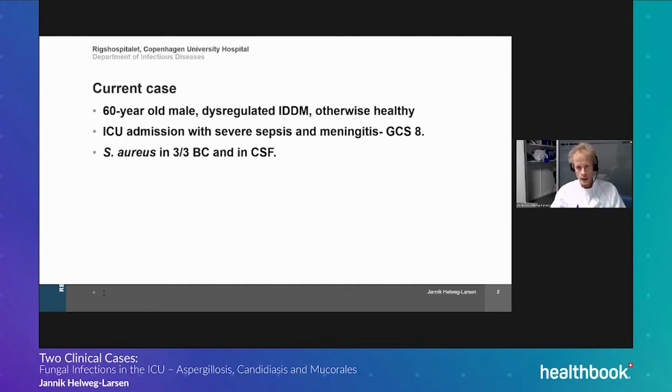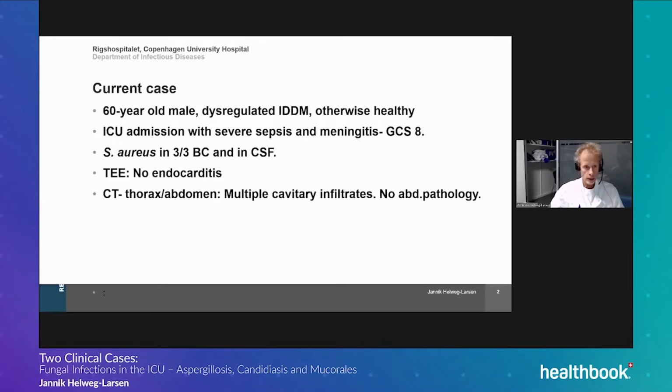He was quite sick when he got here. He had a GCS of 8, and it was a classical case of Staphylococcus aureus septicemia, with Staph aureus in his blood cultures and his CSF. He has no endocarditis. We did a CT, and he has multiple cavitary infiltrates, but no abdominal pathology.